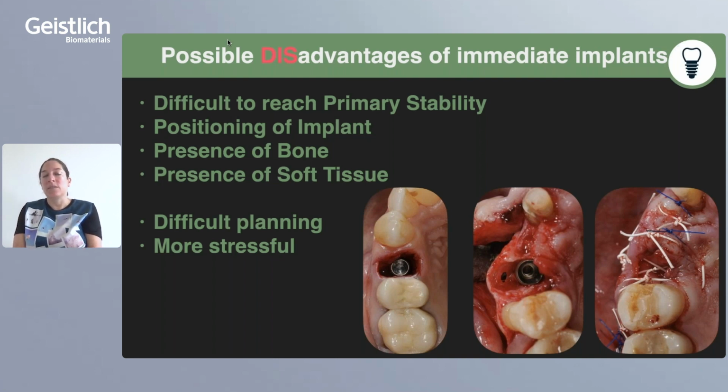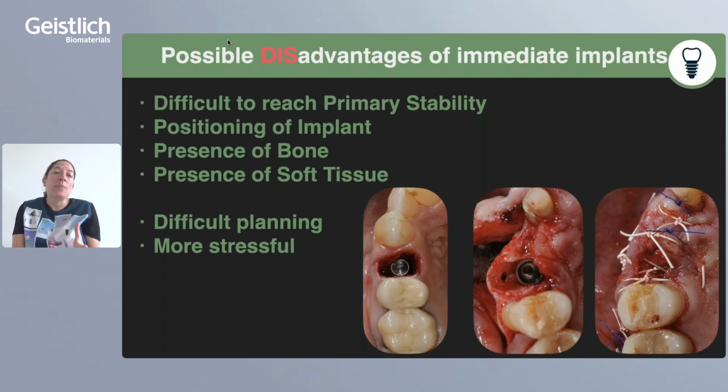So it is difficult to reach primary stability, especially if you look at the site in these clinical pictures. You see you have a huge alveolus, and it's really difficult to place your implant in a stable and exact position where you have planned your implant. So the positioning of the implant is really a challenge in most of these cases.